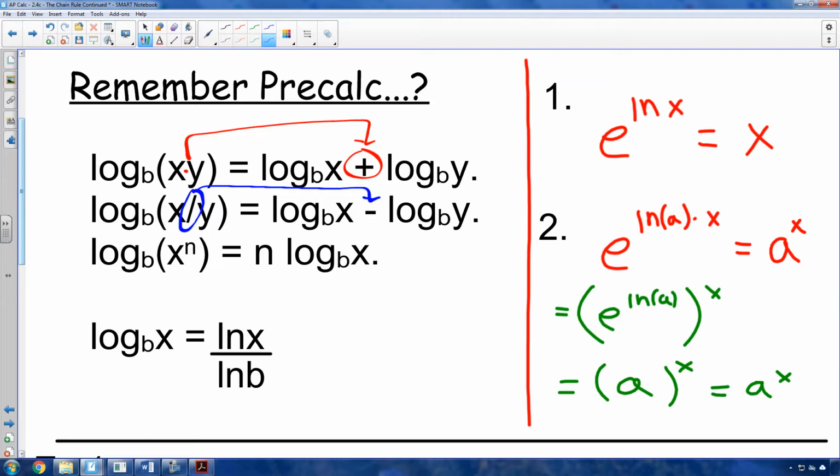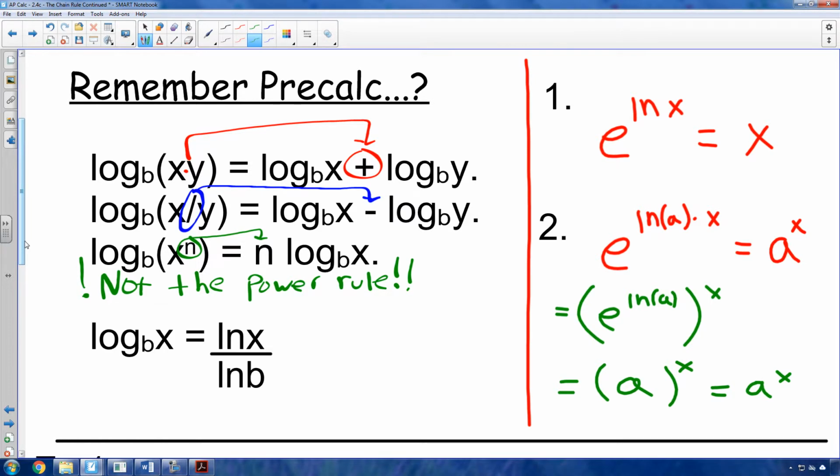And if you have a log with a power, so it's something to a power, that power is going to come in front, but this is not the power rule. This is not the power rule. Okay, let's put an exclamation point over here just for fun. Okay, good. So it's not the power rule. It looks like the power rule, but what's in green is not the power rule. It's actually a pre-calculus logarithm property that you should have learned.